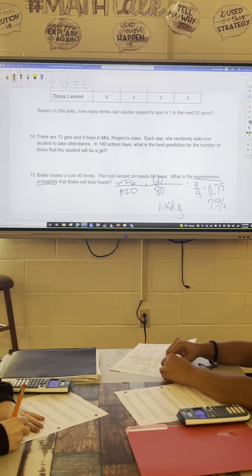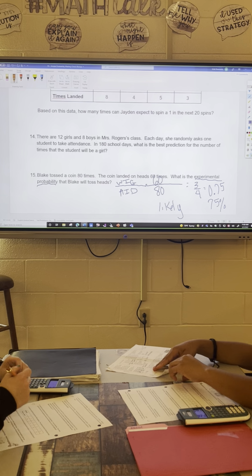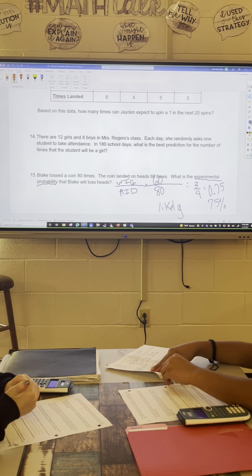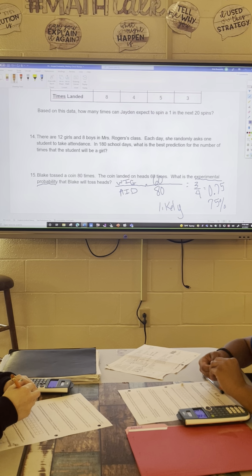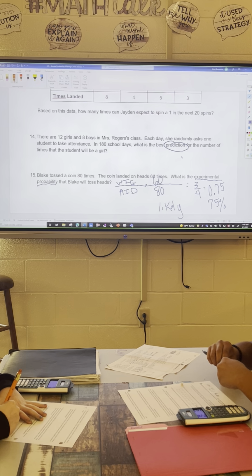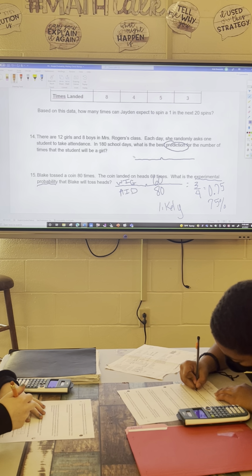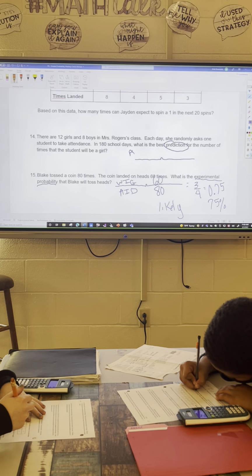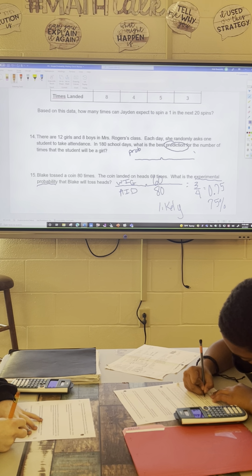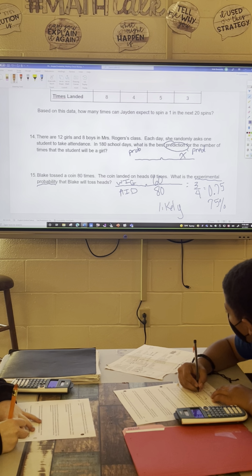Looking at number 14, there are 12 girls and 8 boys in Miss Rogers' class. Each day, she randomly asks one student to take attendance. In 180 school days, what is the best prediction for the number of times the student will be a girl? Well, first, circle the word prediction. Because if we have a prediction, we know we're going to have a probability ratio and a prediction ratio. We know that we're going to have a variable of x right there.